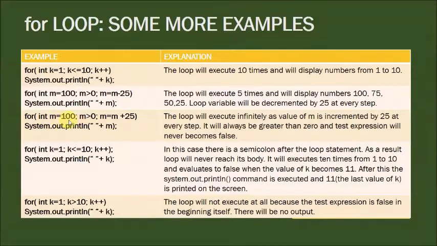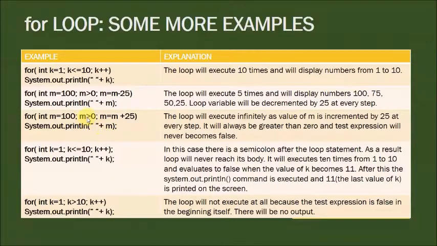So initially the value of m is 100 and 100 is greater than 0. So this will be displayed on the screen. And then when we go to the update expression, 100 plus 25 will become 125. So the test expression again is true and 125 will be printed. When we again go to the update expression, 125 plus 25 will become 150, which again is greater than 0. And the body of the loop will be executed.